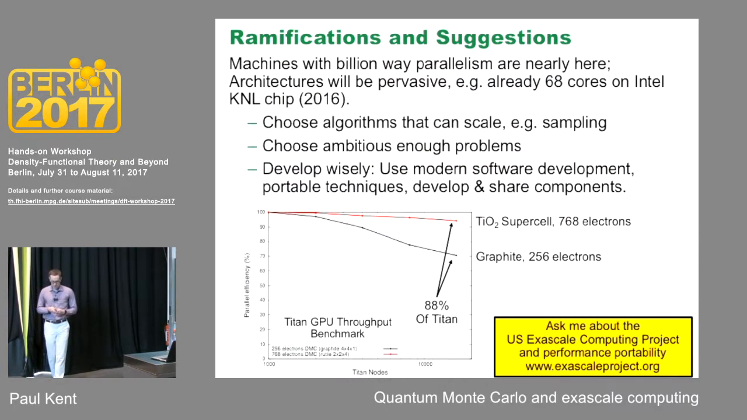So, what does that mean to us? Well, very soon, we're going to have billion-way parallelism on the top machine. And even if we're not using a big machine, we can't really escape from these trends, because these chips are not necessarily going to be special to the HPC machines. So for example, already on Knights Landing, last year from Intel, there's 68 cores on that chip.